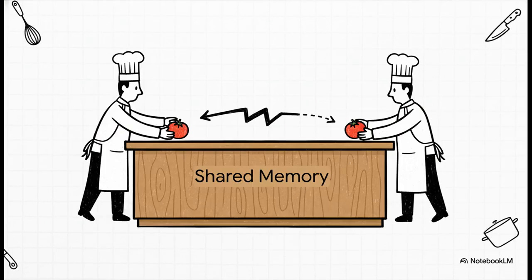Next up, sharing. Because all the threads are working in the same kitchen, they can pass information back and forth instantly. I mean, trying to get two separate restaurants to share ingredients. What a logistical nightmare, right? But with threads, it's as simple as one chef putting an ingredient on the counter for another one to just grab. It's direct and crazy fast.